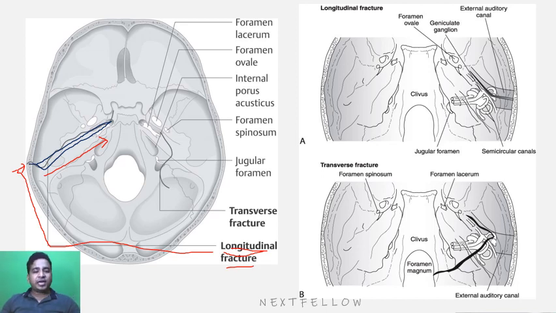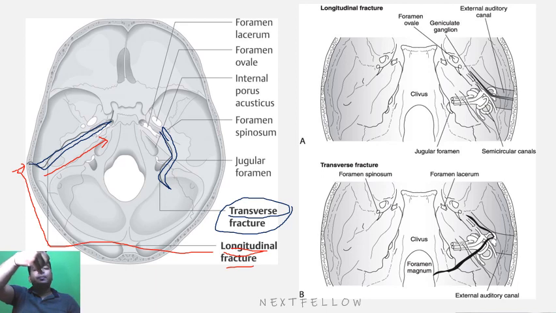Let's talk about the transverse fracture. So this is the transverse fracture. You can see the line of the transverse fracture. It is intersecting the long axis of the temporal bone. This is my long axis of the temporal bone. So this is like 90 degrees, perpendicular to or intersecting the temporal bone.